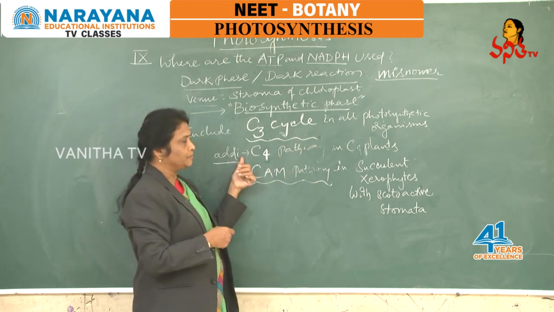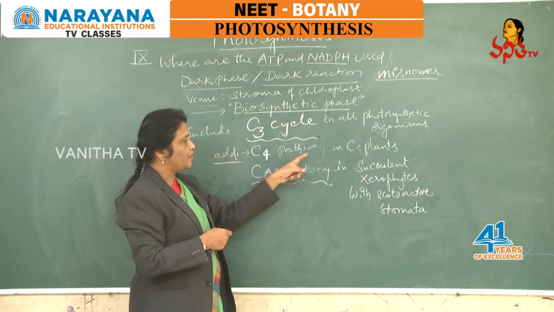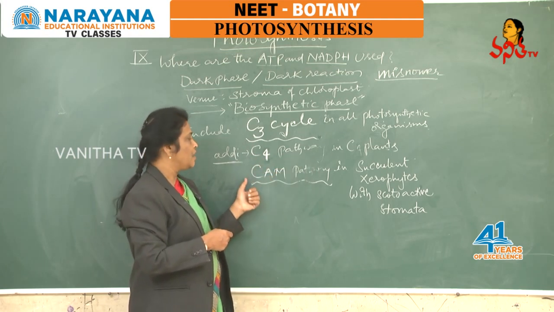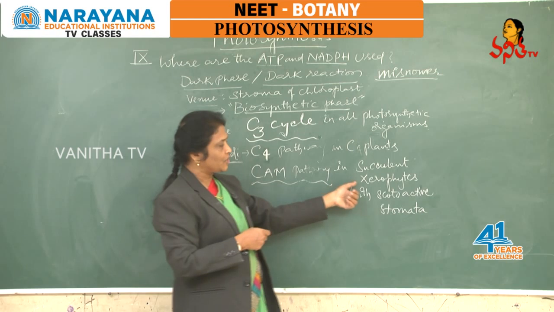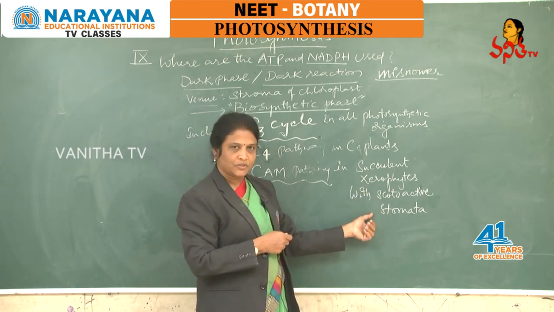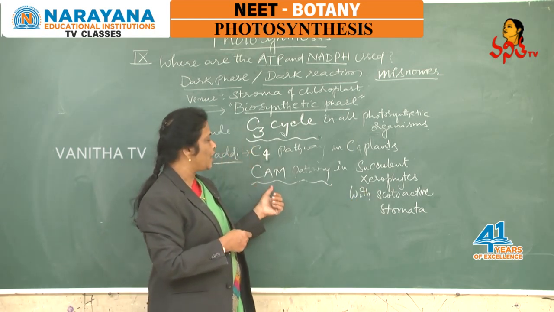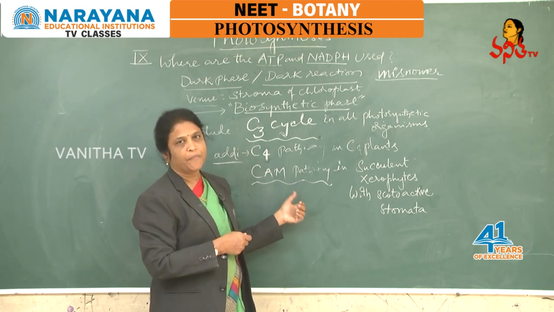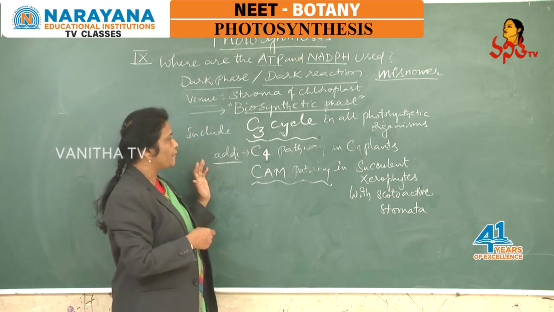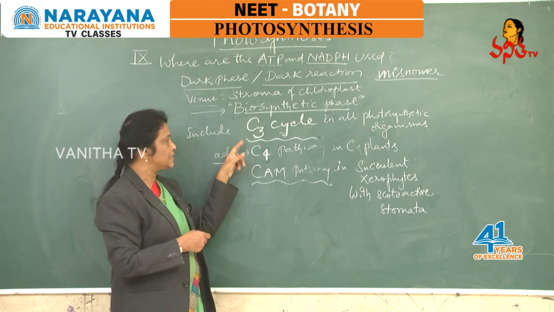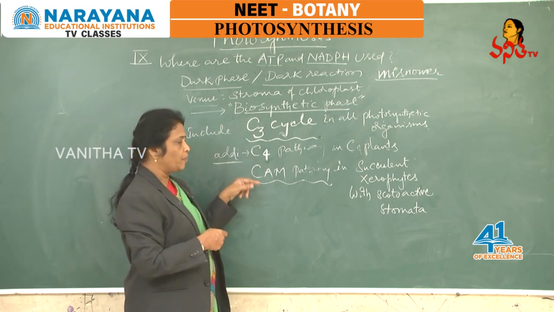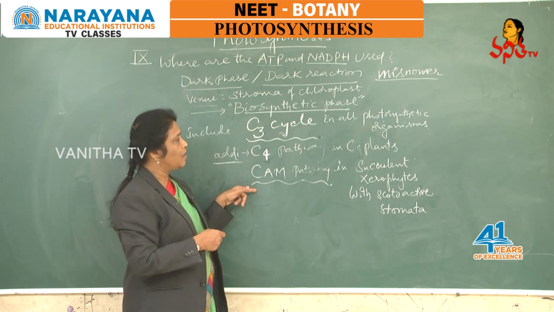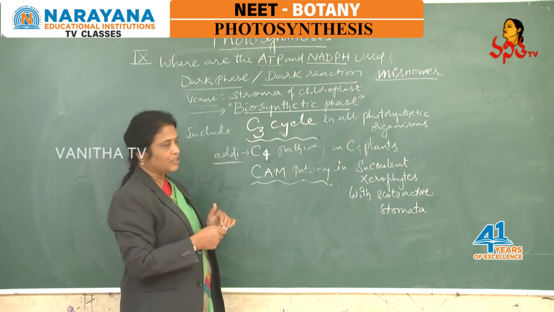And additionally, in certain plants we may follow the C4 pathway during the dark phase, and in some plants like succulent xerophytes with scotoactive stomata, additionally we follow another biochemical pathway, that is the CAM pathway. So, totally in the dark phase we are going to discuss the C3 cycle, C4 pathway and CAM pathway, and that occur during the dark phase of photosynthesis.